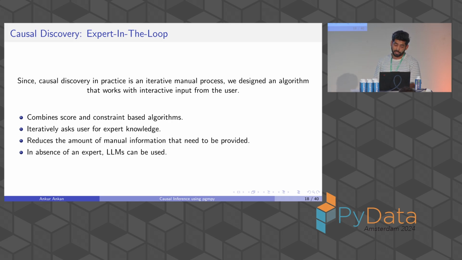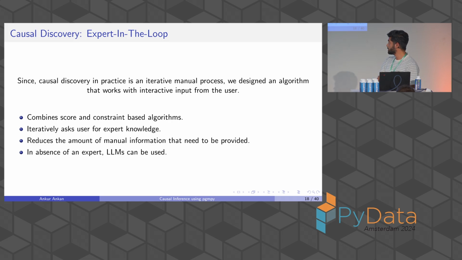So this is something that we have been working on called expert in the loop. It is supposed to simplify some of this expert knowledge integration. Rather than asking the user for the expert knowledge in advance, this algorithm iteratively asks for information when it requires it. This can greatly reduce the amount of manual information that the user needs to provide, as well as it asks questions about that then.